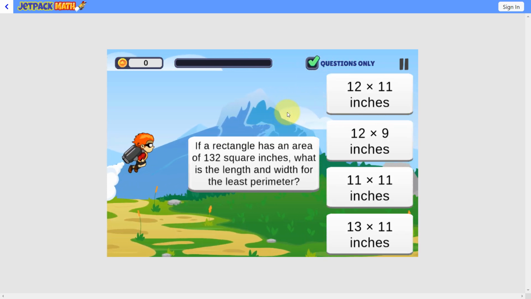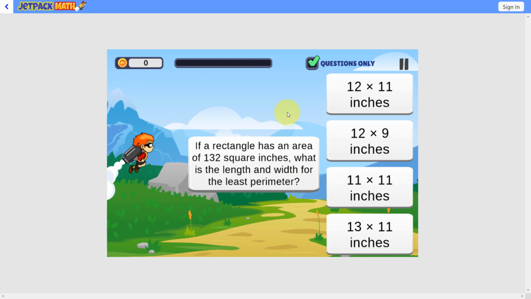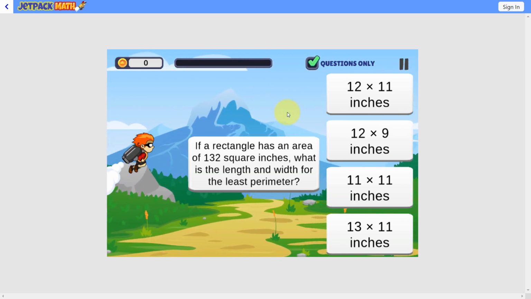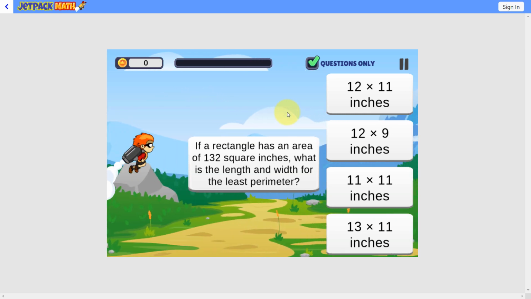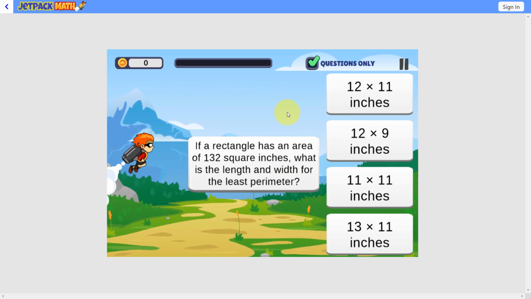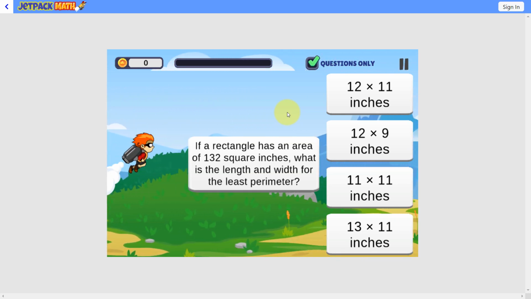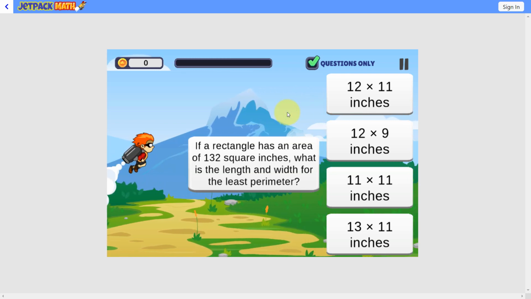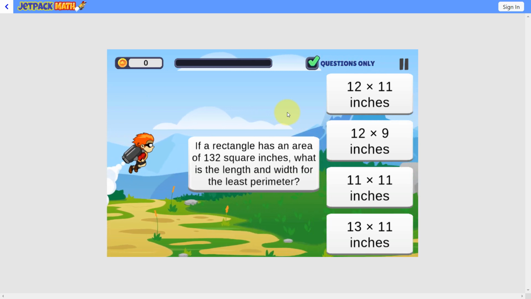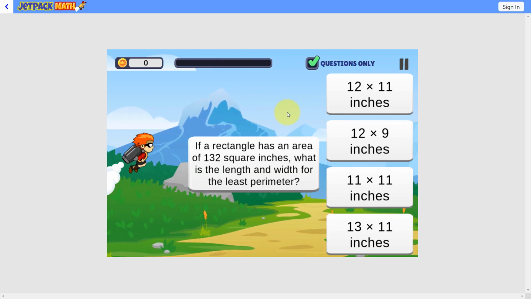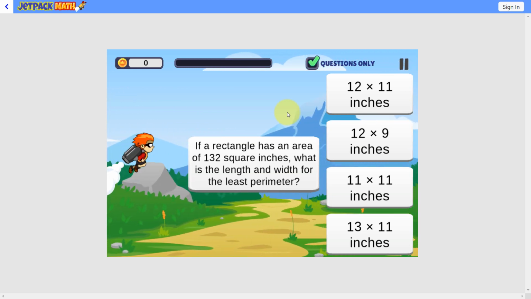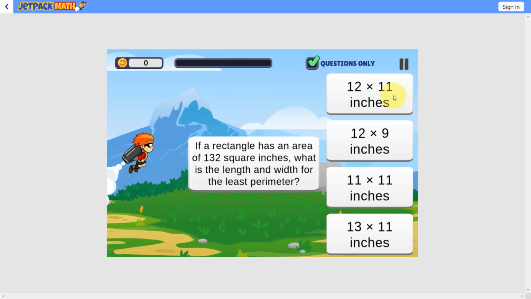If a rectangle has an area of 132 square inches, what is the length and width for the least perimeter? And if we look at the answers, we can kind of tell what the length and width would be. We know 12 times 11 is 132, so that's one possible answer. But 12 times 9, 11 times 11, and 13 times 11 all don't equal 132. So we know the answer must be 12 times 11.